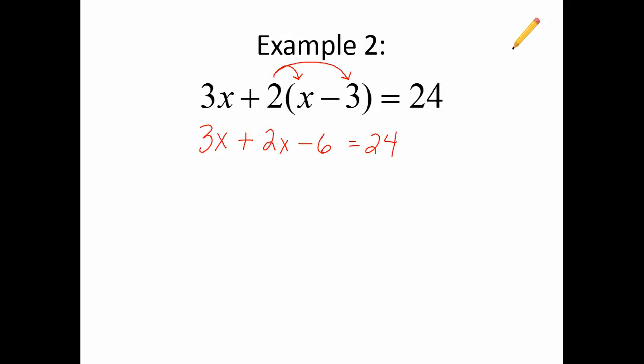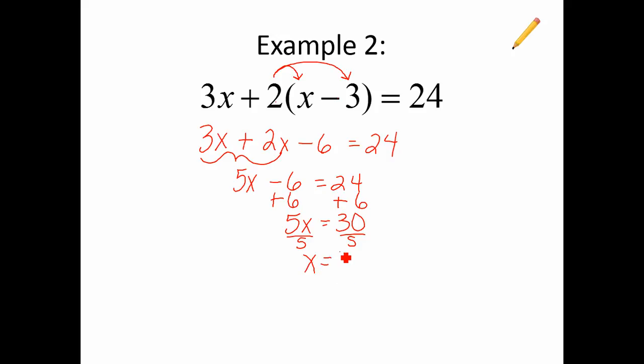Now notice on this equation, both of my x's here are on the same side of the equal sign already. So I'm just going to combine like terms. 3x plus 2x equals 5x minus 6 equals 24. And we'll go ahead and undo some operations here. I'm going to add the 6. 5x equals 30. Divide by 5, divide by 5, x equals 6.